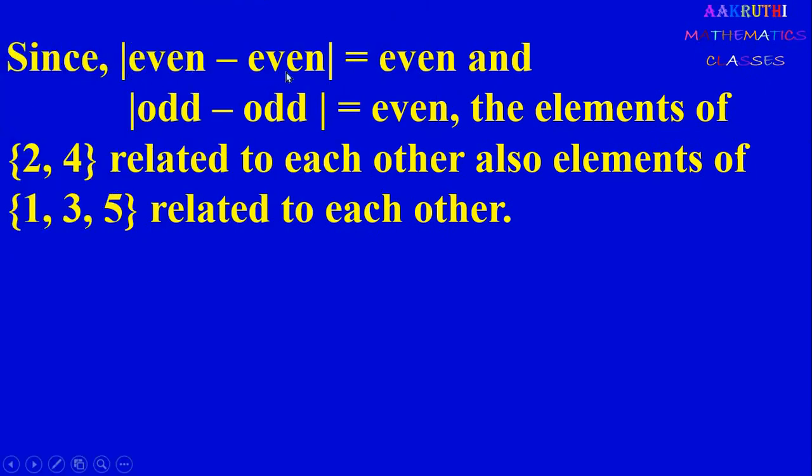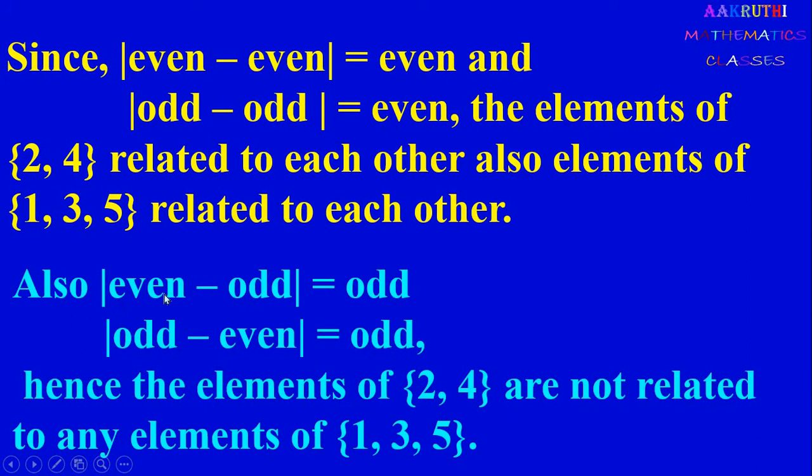Now here mod of even minus even is always even. Also mod of odd minus odd is also even. The elements of {2, 4}, that is the even number set, are related to each other, and elements of the odd number set, that is {1, 3, 5}, are related to each other. Also mod of even minus odd is odd and mod of odd minus even is odd. Any even number is not related to an odd number, and any odd number is not related to an even number. Therefore any element of set {2, 4} is not related to any element of set {1, 3, 5}.